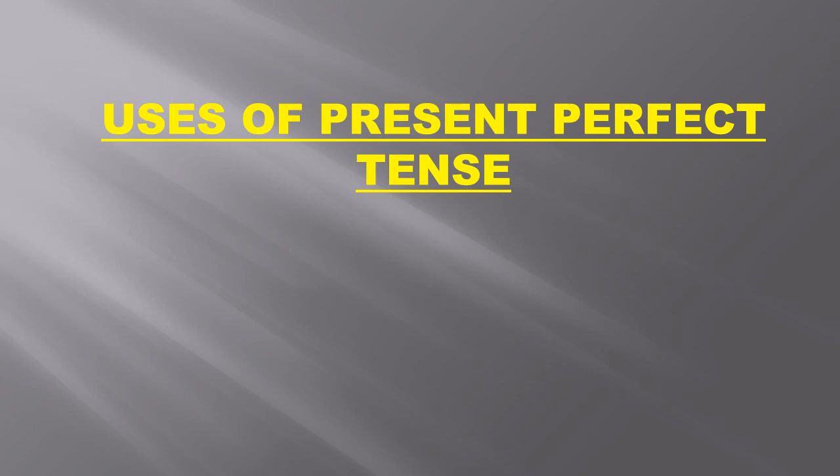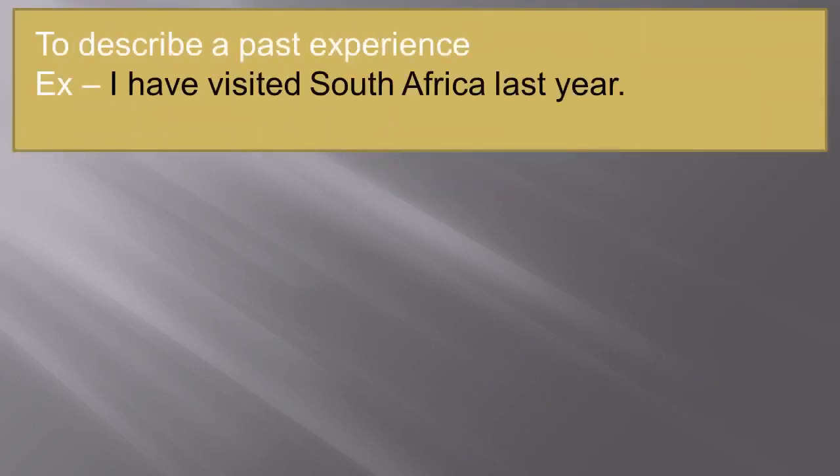Now comes the uses of present perfect tense. So present perfect tense is used to describe a past experience. For example, I have visited South Africa last year. So to describe any kind of past experience that we had, we use present perfect tense. We use such things as last year, last month, with such sentences.